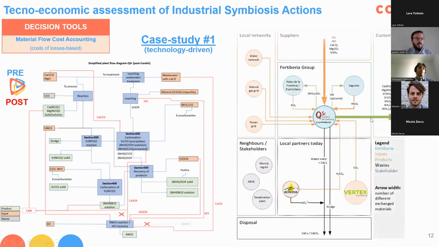Okay, as a result of the adoption of sulfuric acid from AEMETSA and the CO2 from Ecocarburantes or Vertex Bioenergy, we are promoting the reduction of the raw materials. We're integrating waste flows from the neighboring companies into our process, and we are reducing strongly the use of energy and water in the process.